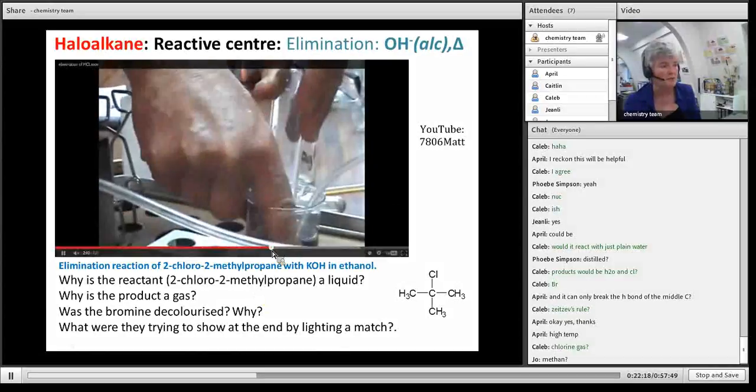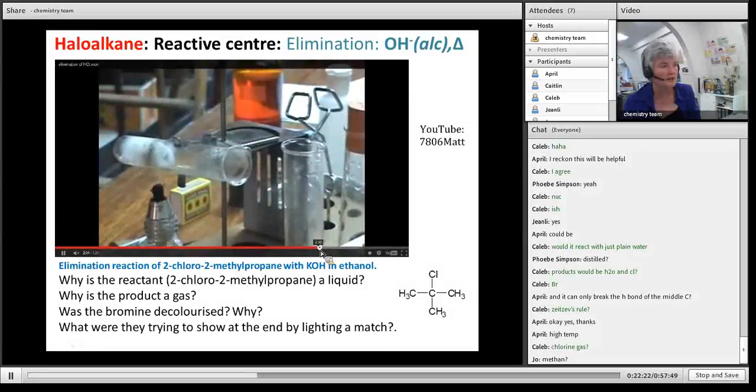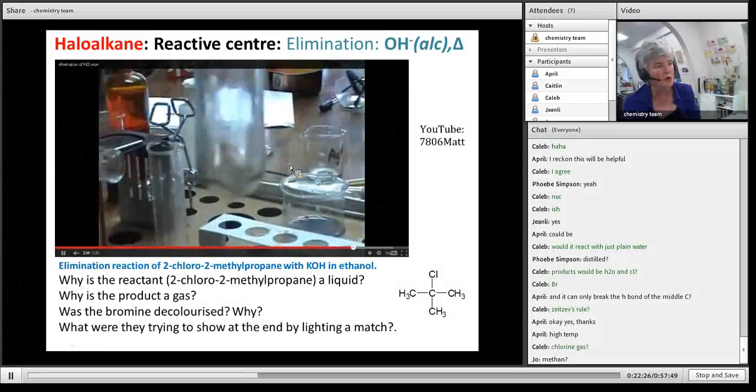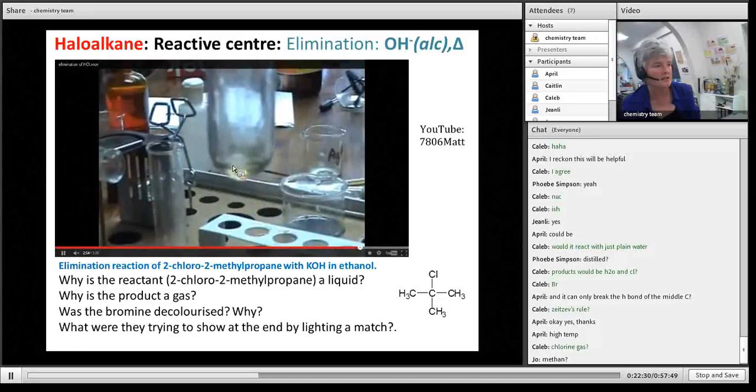And if I just move it on a little bit, okay, he's testing there with bromine. And can you see it? It is going colorless.